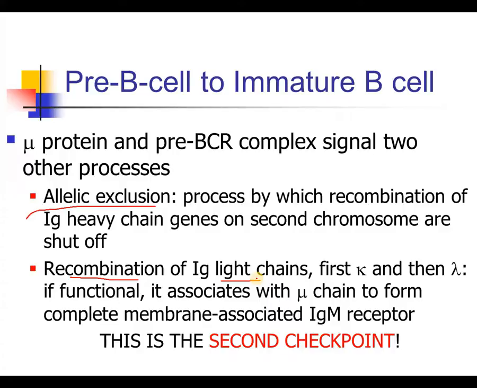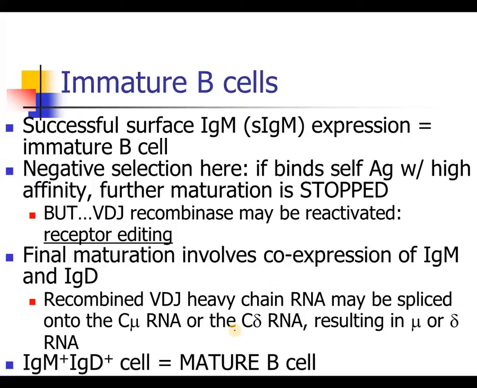So once you have this membrane-associated IgM receptor, this is a second checkpoint. You check to see whether that is appropriately expressed. If it is, this is now an immature B cell. And now you have to look to see, is this B cell going to bind host antigen with too high an affinity? I sort of liken this to a Goldilocks principle.